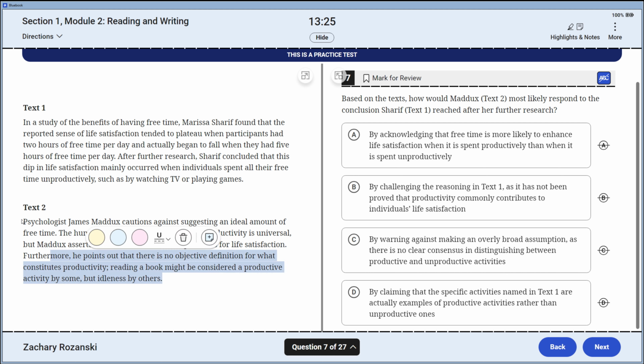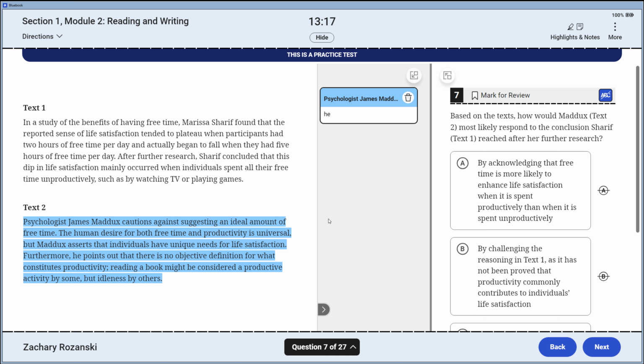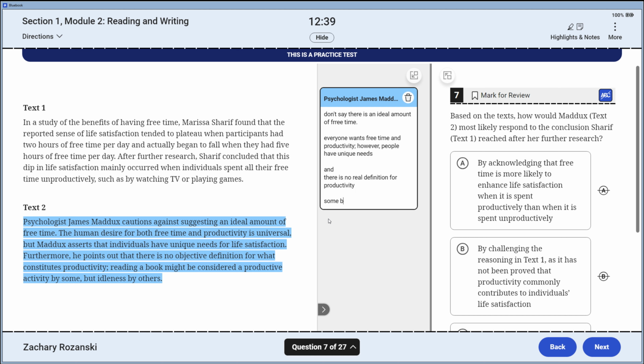Text 2, text 1. Let's go after text 2 first and see what we've got for this one. He cautions against suggesting an ideal amount of free time. Human desire for both free time and productivity is universal. Everyone wants free time and productivity. However, he says that people have unique needs, and there is no real definition for productivity. What one believes is productive, another would disagree is productive.